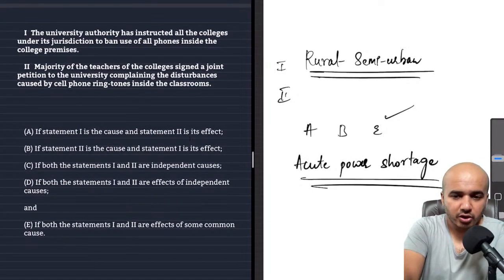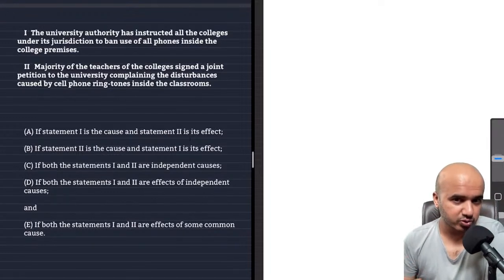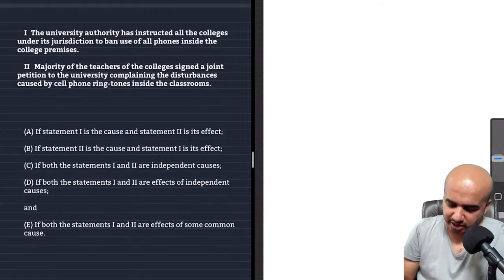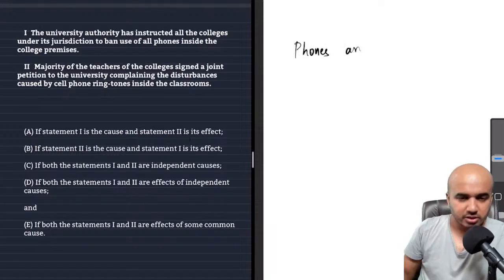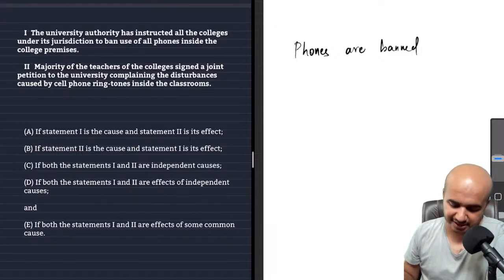The university authority have instructed all the colleges under its jurisdiction to ban the use of all phones inside the college premises. Okay, phones are banned. That is about statement 1. Now statement 2. Majority of the teachers of the college signed a joint petition to the university complaining about the disturbances caused by cell phone ringtones inside the classrooms.